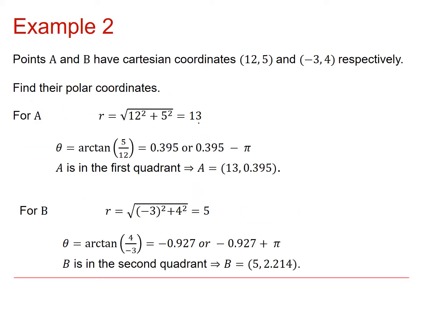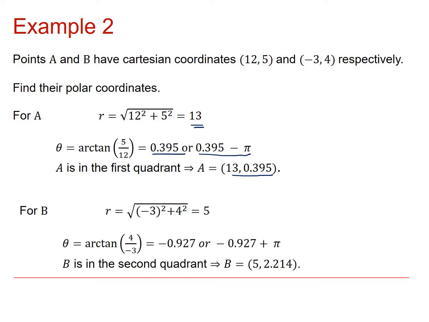Here's that worked out for you. R comes out to be 13 in the first case. Arctan 5/12 is 0.395 or 0.395 minus pi. That's the alternative value in the range. Remember, we said there were always two. I want first quadrant, so I want just the 0.395.